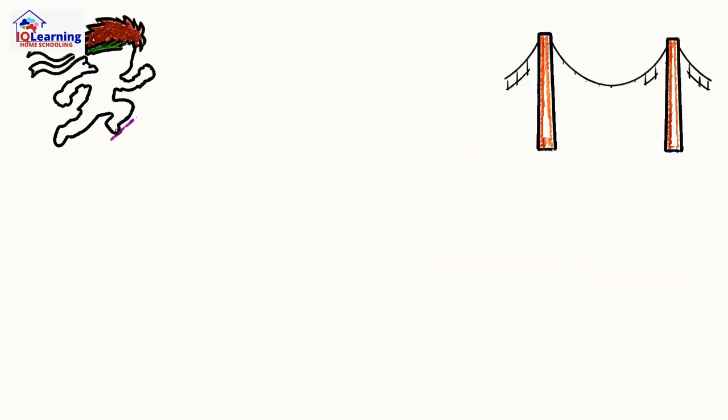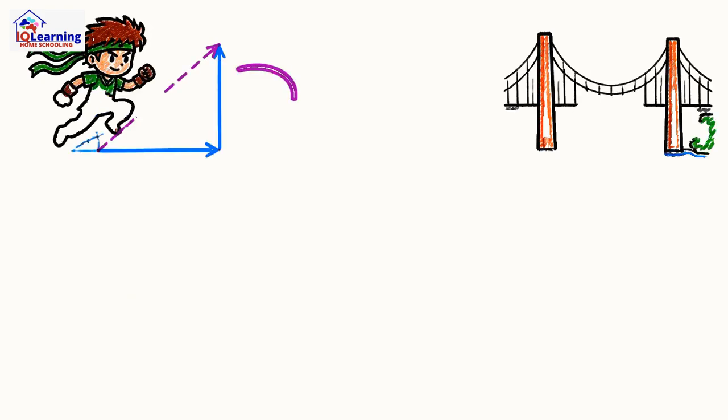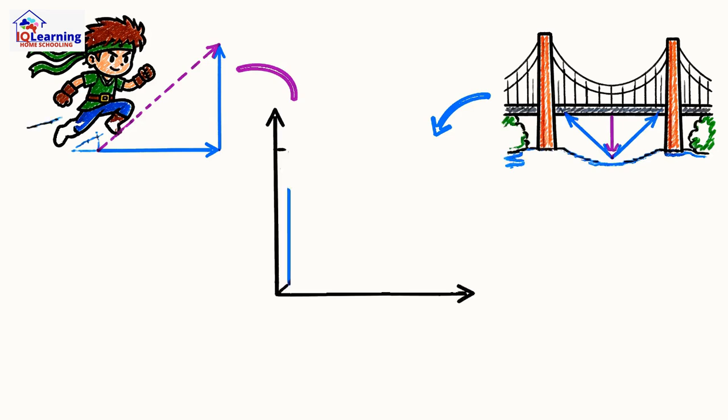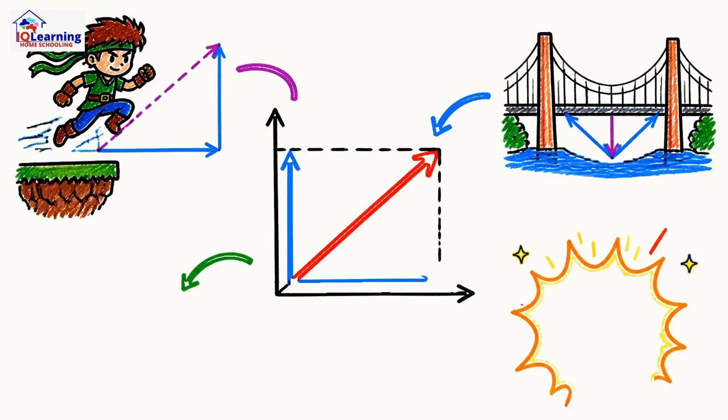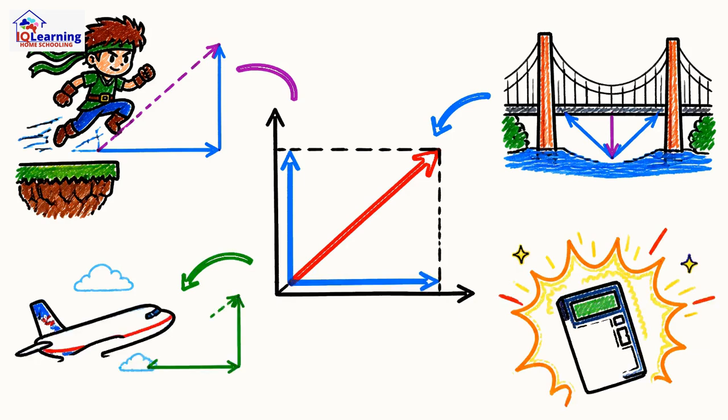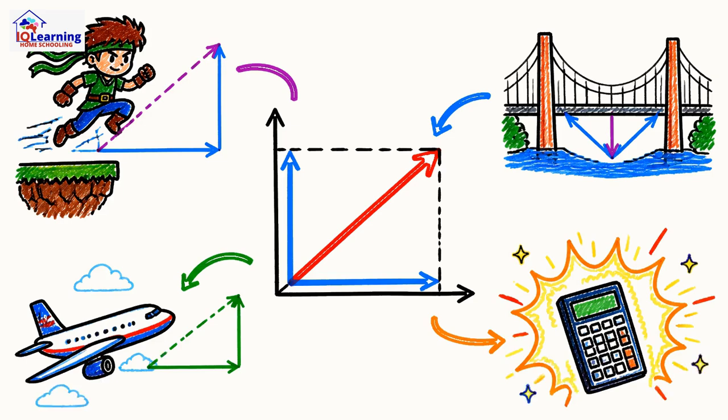This simple idea, breaking down movement into components, is revolutionary. It's how video game characters move, how engineers calculate forces on a bridge, and how pilots navigate. Vectors take the angled reality of our world and turn it into simple, elegant arithmetic.